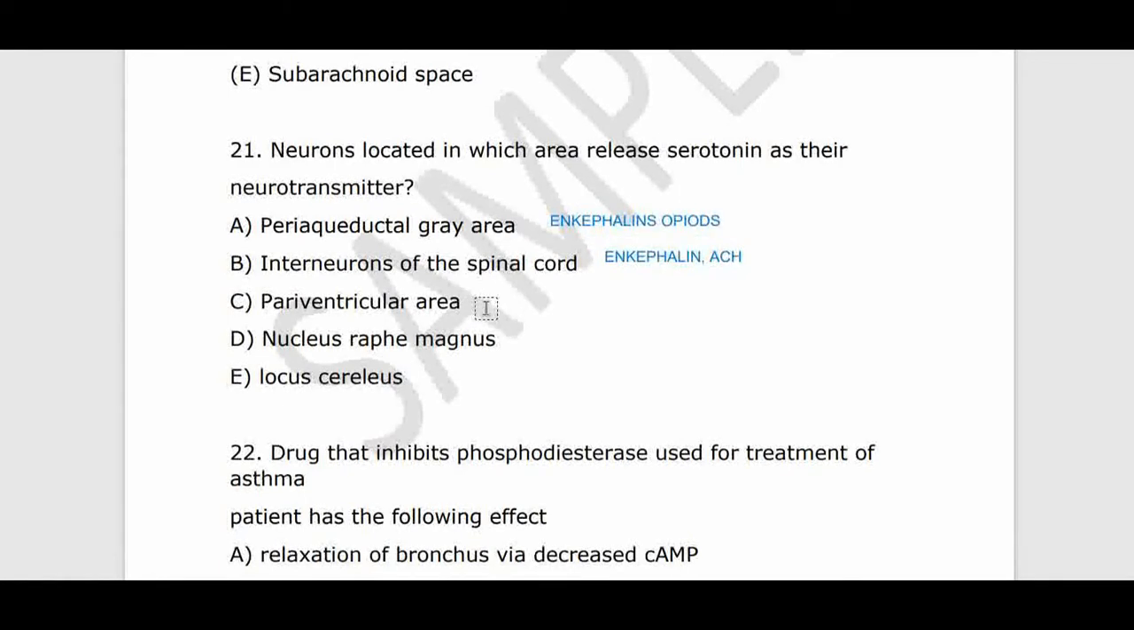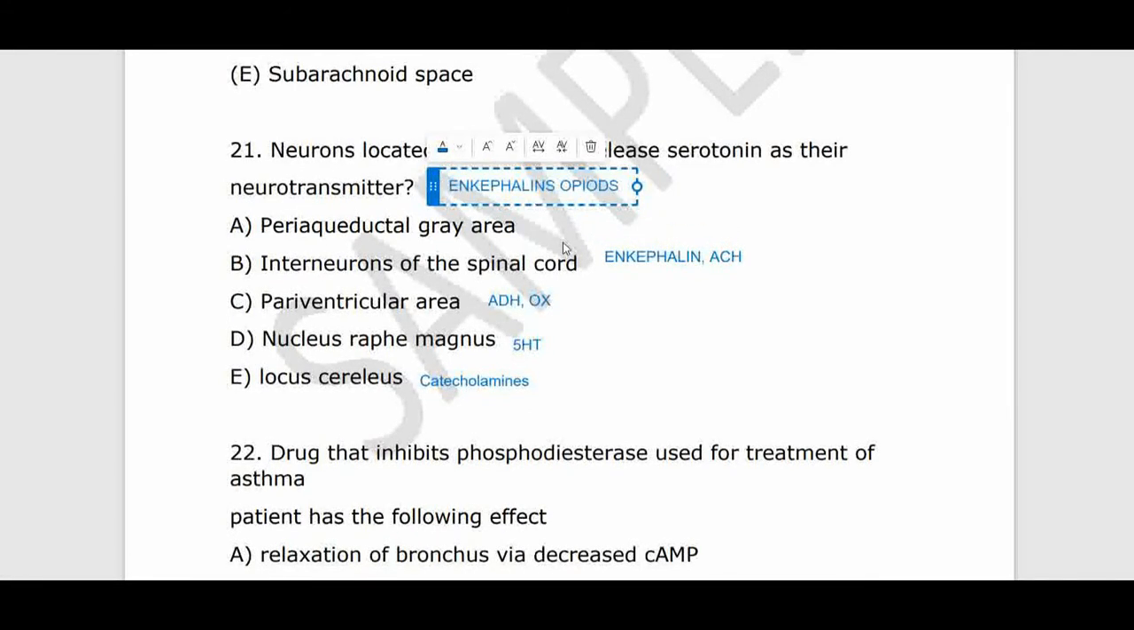Then I think the paraventricular area or paraventricular nucleus, which you find in the hypothalamus, will be secreting ADH and oxytocin too. The nucleus raphe magnus is actually our answer, which will be secreting your serotonin, that is 5-HT. And then the locus ceruleus will secrete catecholamines, so your adrenaline, noradrenaline, that's what you get there. Okay, so I hope that's clear. Yeah, I think that's clear.